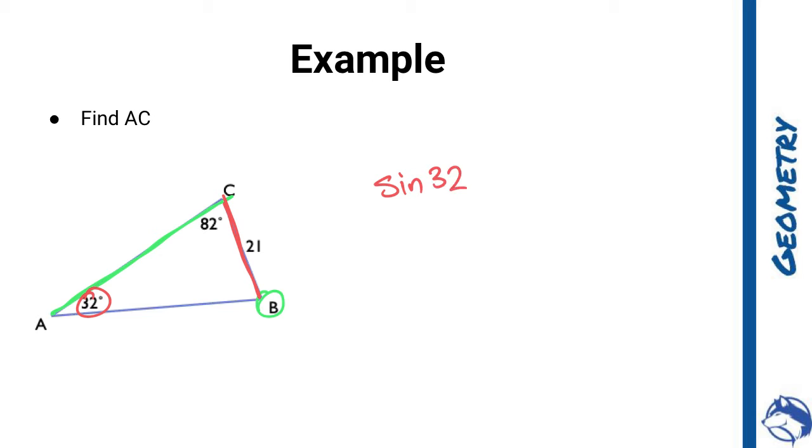So it'll be the sine of 32 over 21 is equal to the sine of whatever B is over AC, which is just the length.